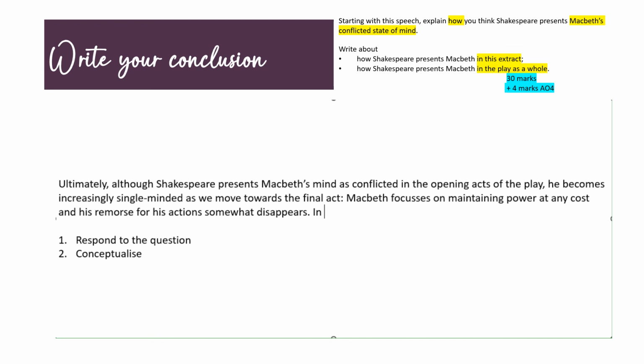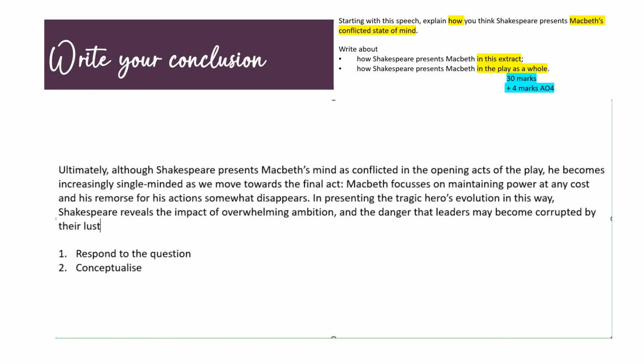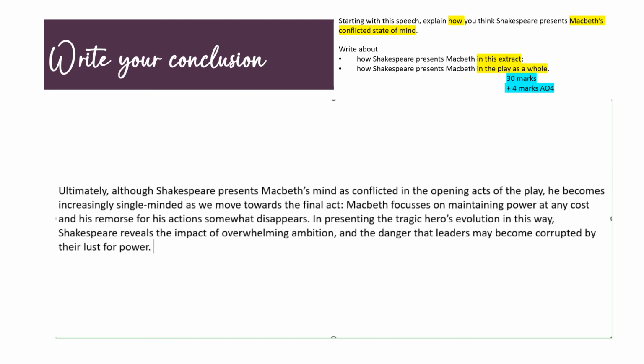And then I'm going to conceptualise, so again looking at those key concepts, those big ideas that Shakespeare is exploring. So I'm going to say, "In presenting the tragic hero's evolution in this way, Shakespeare reveals the impact of overwhelming ambition and the danger that leaders may become corrupted by their lust for power." So that idea of ambition and that corruption are key concepts in the play. So that is all I need to do for my conclusion, and my essay is done.